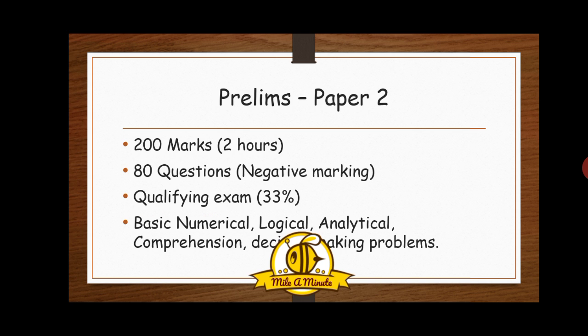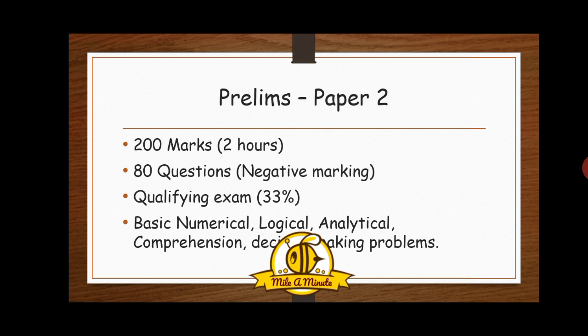You need to secure 33% marks or more to get qualified in paper 2. Paper 2 is called the CSAT exam. It is also a 200 mark exam and also of MCQ type. It also has English comprehension. If you are good in English and maths, you can easily clear paper 2. Paper 2 is not a big deal.